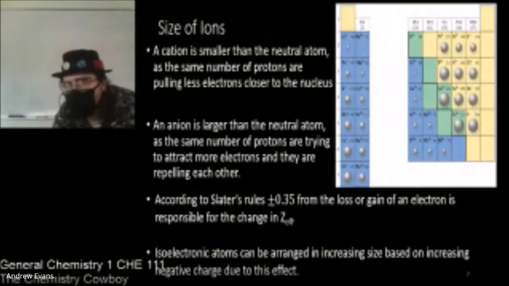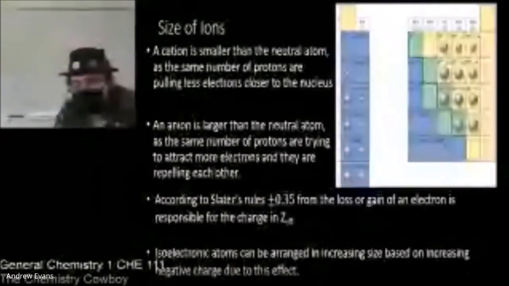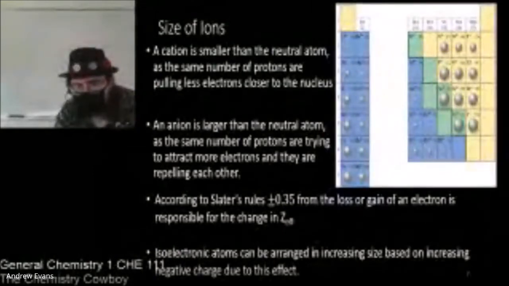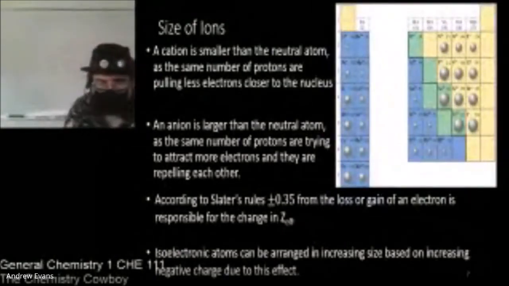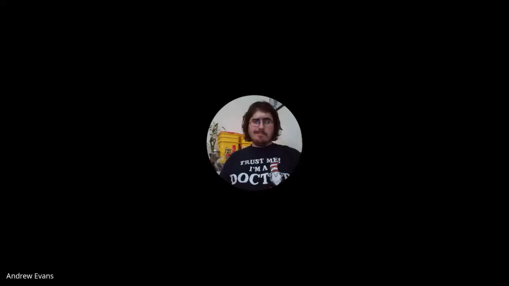So cations are always smaller than the neutral atom, and anions are always bigger than the neutral atom of the same element. And with this in mind, we can actually arrange isoelectronic atoms in increasing size based on their negative charge due to this effect. Isoelectronic means same number of electrons.